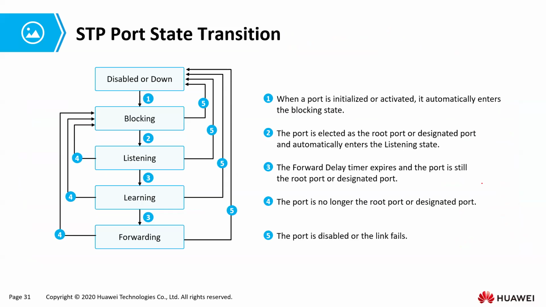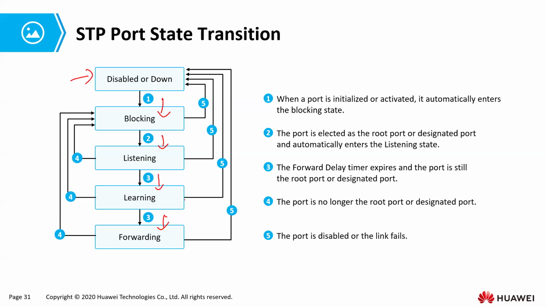All right, port state transition. Here we basically describe the state transitions of any state. Number one, when a port is initialized or activated, it automatically enters the blocking state. So the port can already be disabled, and we are in this state. Then when it's activated, it automatically goes into blocking. From there it starts listening, learning, then it goes to forwarding.